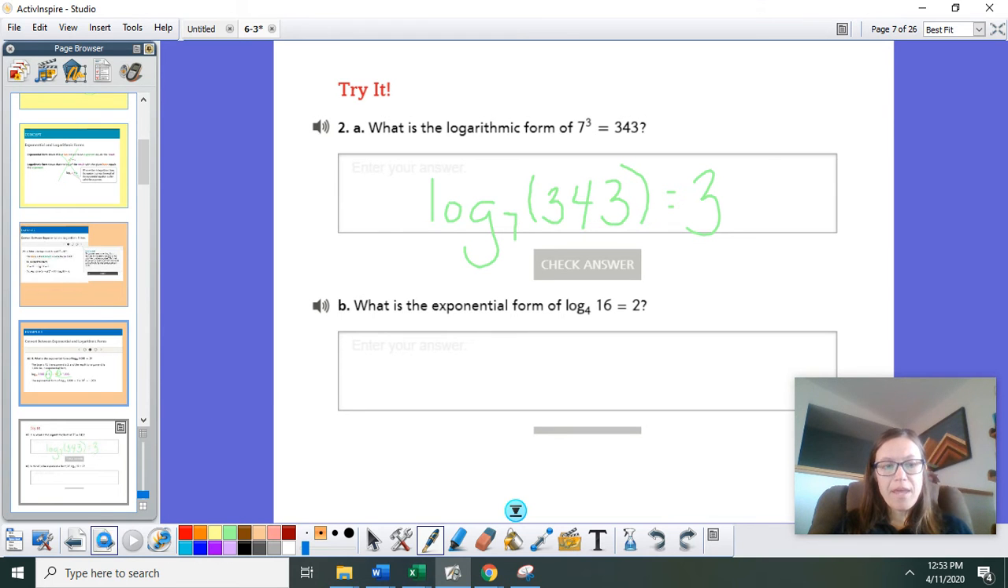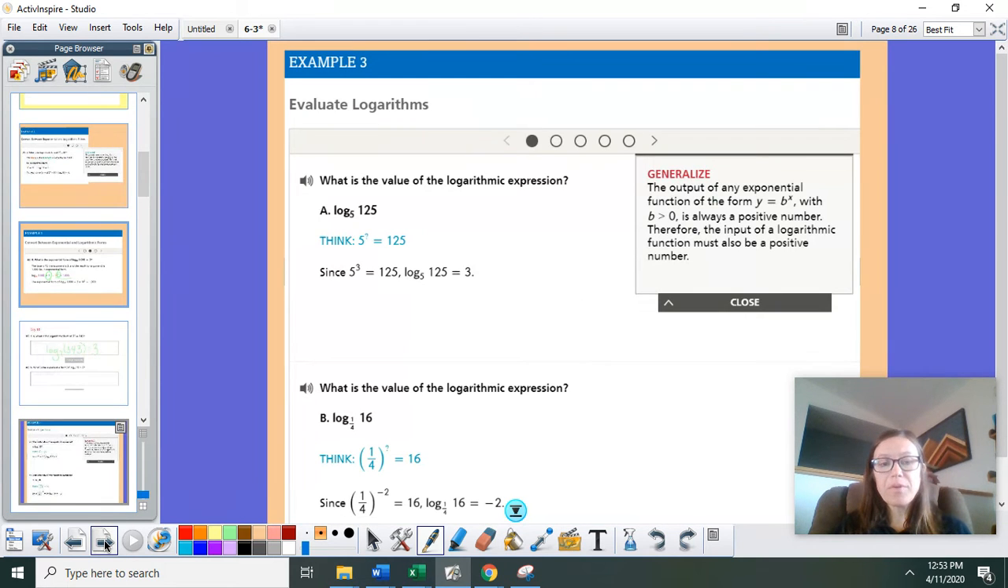There's our try it. And so in example 3, now they're asking you to rewrite. And so they're giving you log base 5 of 125. And so we're asked to think, 5 to what power gives you 125? And this one is fairly common, so we know, like, hey, that's 5 times 5 times 5, which would be 3 5s being multiplied together, so 3.